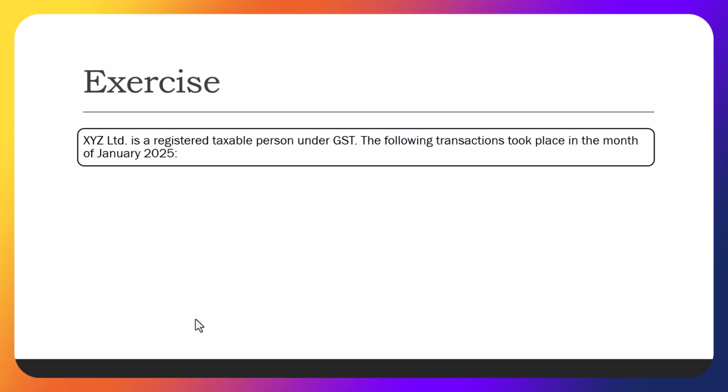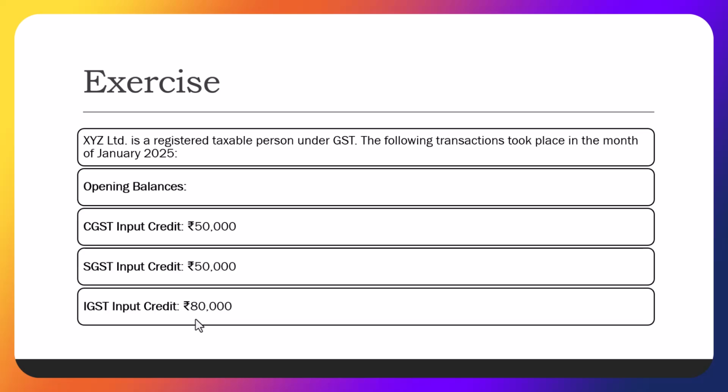XYZ Limited is a registered taxable person under GST. The following transactions took place in the month of January 2025. The opening balances were CGST input credit 50,000, SGST input credit 50,000, and IGST input credit 80,000. So this is what is given in the question. There is a company called XYZ, a registered person under GST, and the following transactions took place in the month of January. He had opening balances of CGST, SGST, and IGST, which are given on your screen.